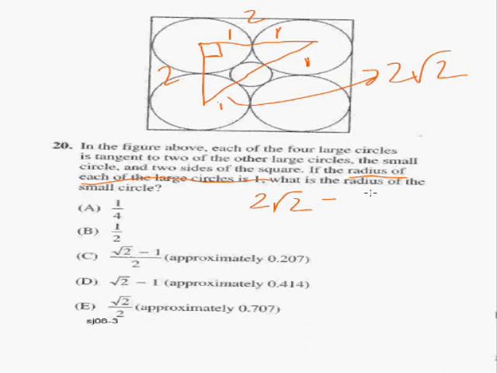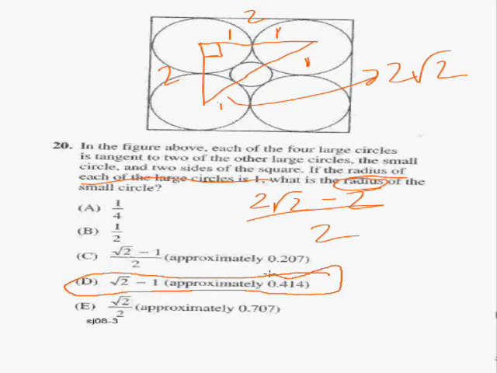minus 2. But what's the question? The question isn't what's the diameter. The question is what is the radius? So we have to divide it by 2. So the answer to this question is radical 2 minus 1, or choice D.